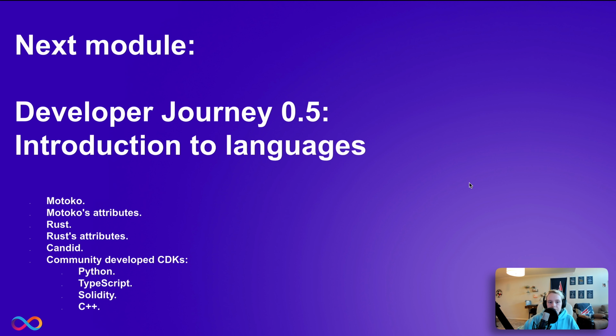So that'll wrap things up for this episode. In the next episode, we're going to have an introduction to languages, where we're going to talk about the attributes of Motoko and Rust. We're going to talk a little bit more about Candid, and we're also going to cover the different community-developed canister development kits, or CDKs.